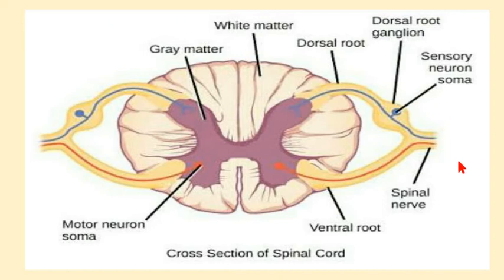Now the ventral root of the spinal cord consists of motor neurons. You see, the motor neuron cell body lies in the gray matter, and dendrons are also found in the gray matter along with the cell body, and the axon protrudes outside and moves into the ventral root. Relay neuron is found in the gray matter of the spinal cord.